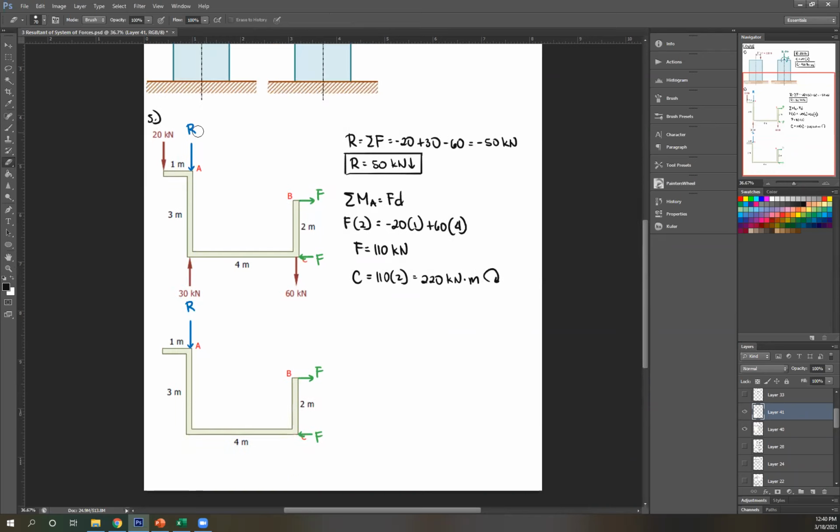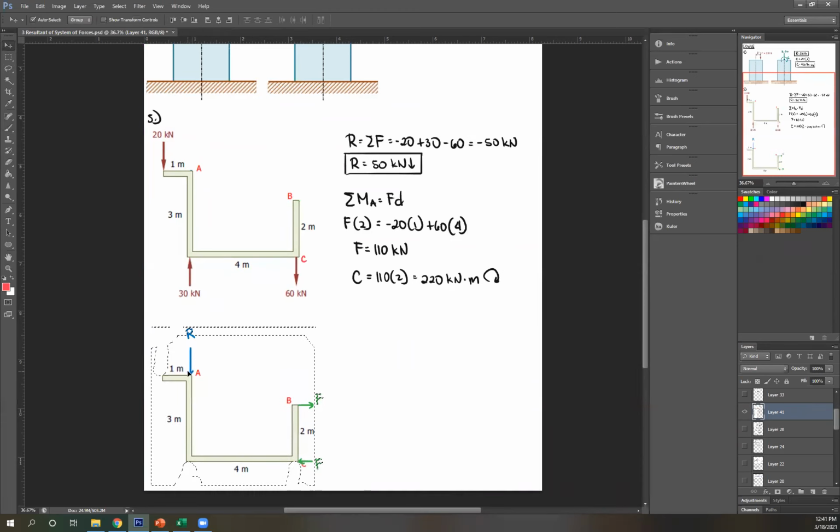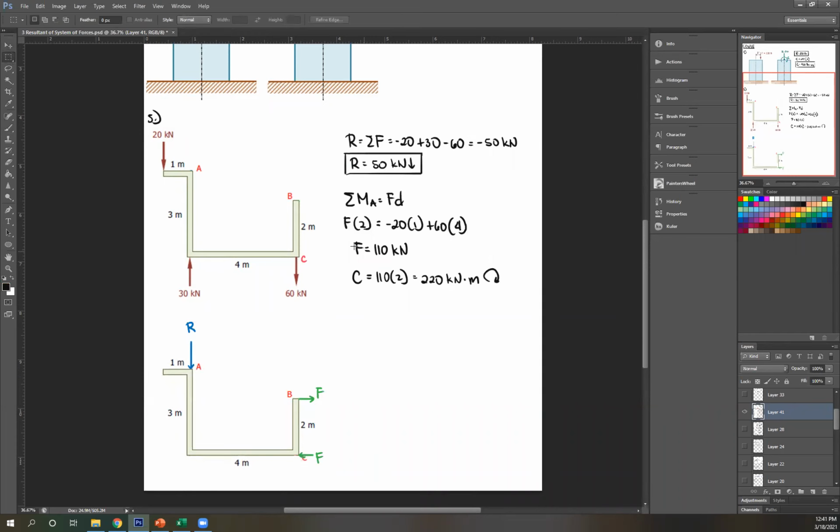So now replacing the system. So this entire system is equivalent to this: R plus couple F, where R is 50 kilonewton downward, F is 110, and your couple is 220 kilonewton meter clockwise. Okay, that's your number 5.